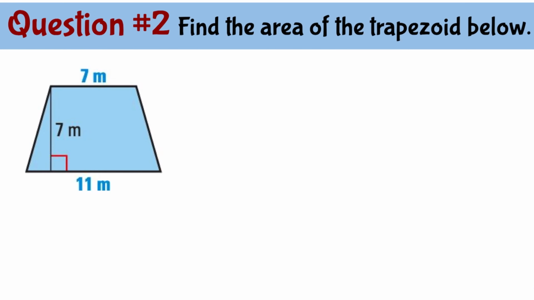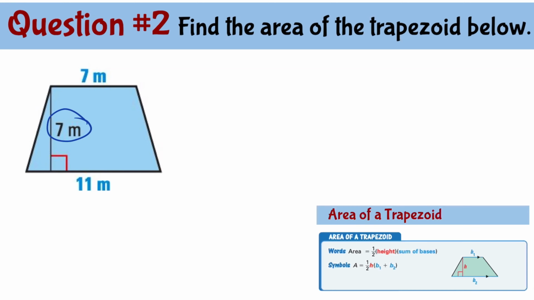Question number 2. Find the area of the trapezoid below. So in this figure, what's the height? The height is 7 meters. And the base 1 and base 2 are 11 meters and 7 meters. So again, we will plug them into the formula. So we will have 1/2 times the height, 7, and base 1 plus base 2, which is 7 plus 11.